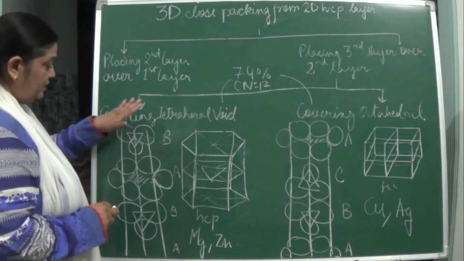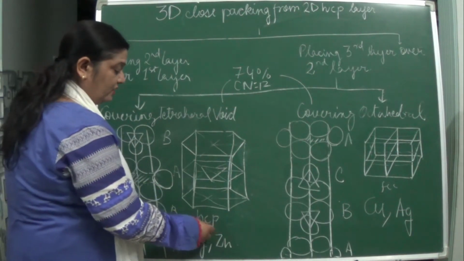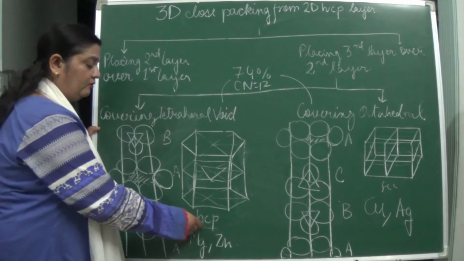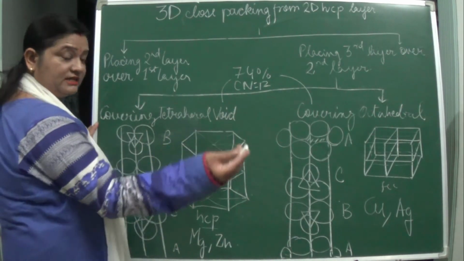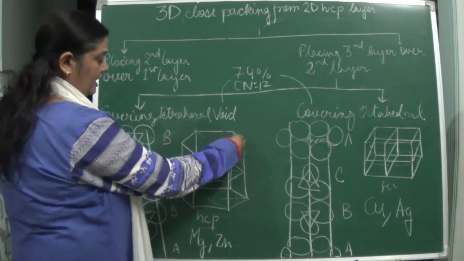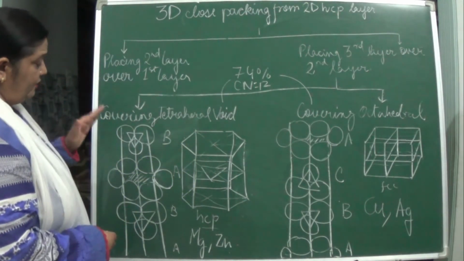Okay, and so the structure we will be getting will be HCP, even though it is face centered. The structure we will be getting will be hexagonal close packing. We can see in the case of magnesium and zinc, the structure which comes out will be like this. Okay, here you can see the difference.